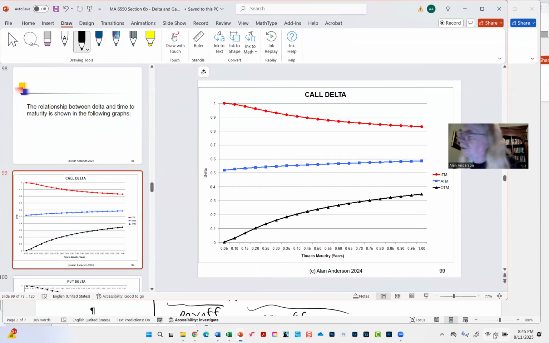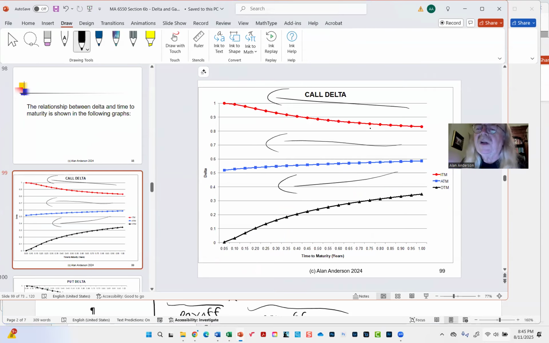And by the way, the convergence is going in this direction. In other words, time is elapsing from right to left. Okay, be careful with that. Usually you see a time series graph and it goes from left to right. This one is going from right to left. So it ends up converging to 1, a half, and 0.